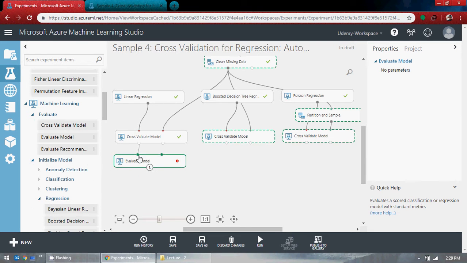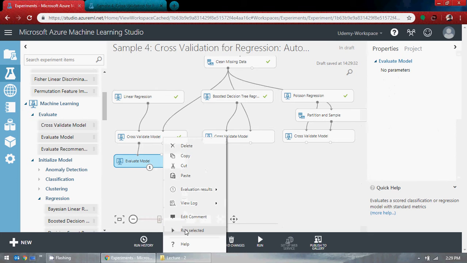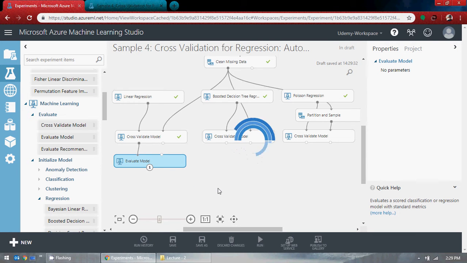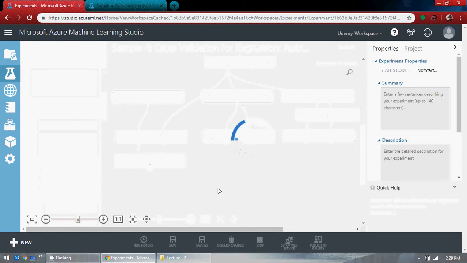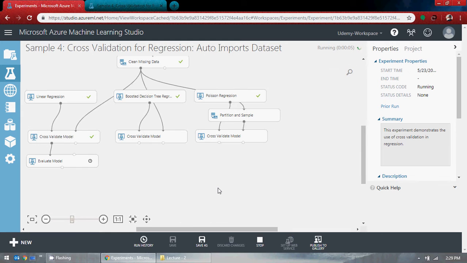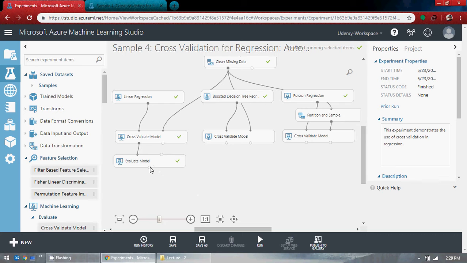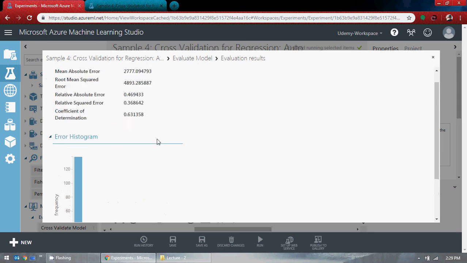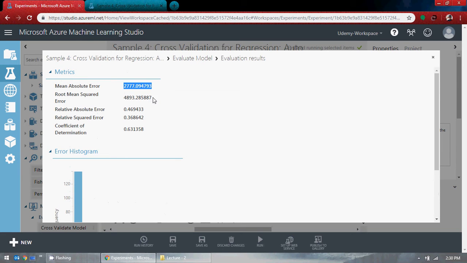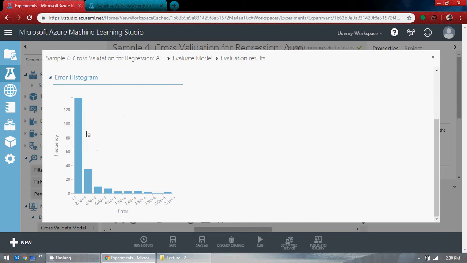So this should be good. Why this is useful is that it gets me the mean and the root mean square and all those things, and the graph which shows the values actually. So that's good. We have done this, and let's visualize. Yeah, this is what I was looking for. So an error histogram. This is only one graph.